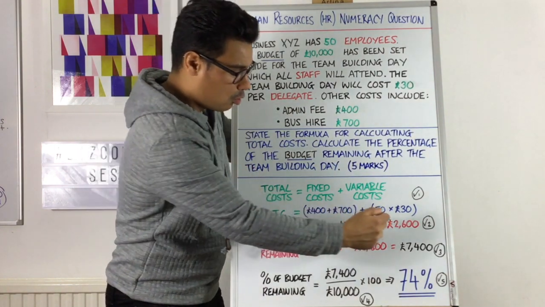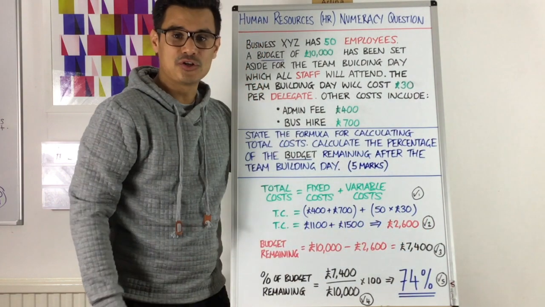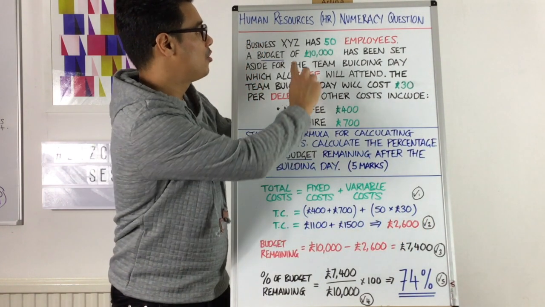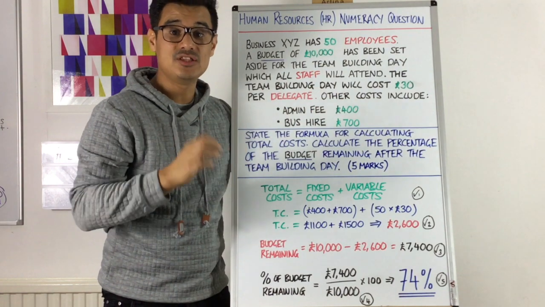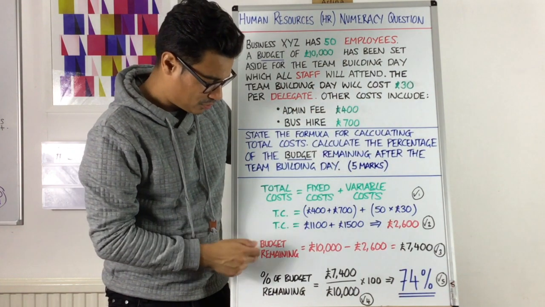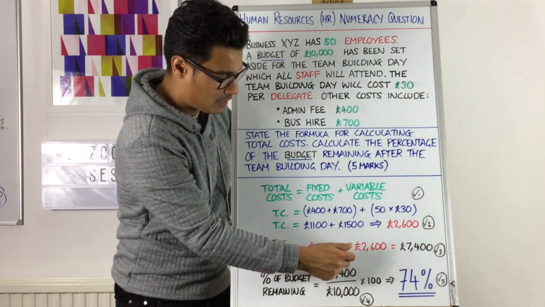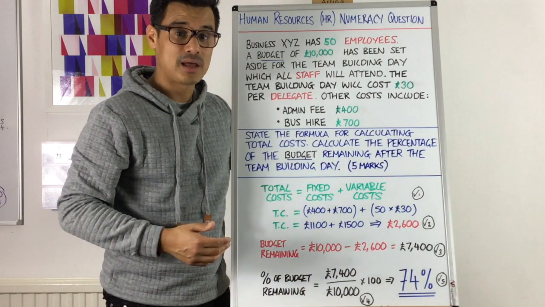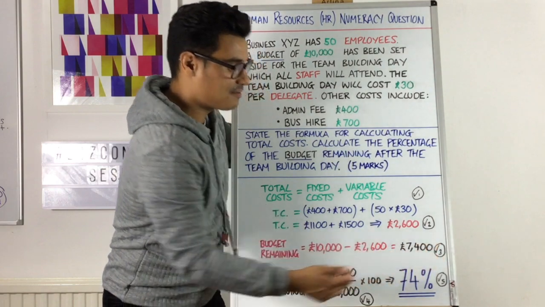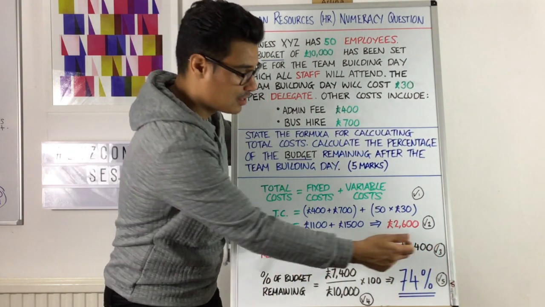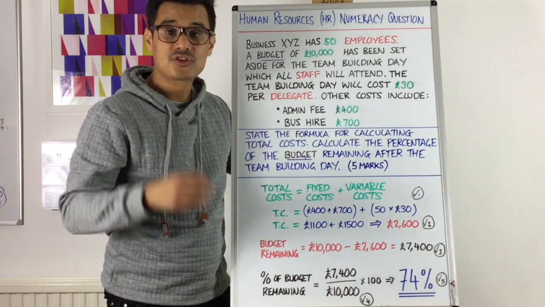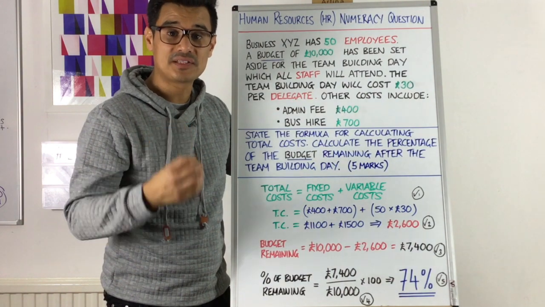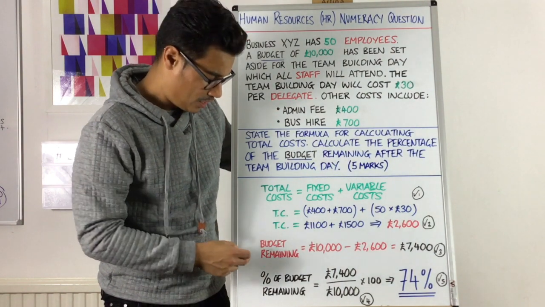So we know that the whole day cost £2,600, but we also know that there was £10,000 in the original budget. So the budget remaining must be £10,000 minus the cost of the day, which was £2,600, therefore leaving £7,400, 3 marks. So the final bit is we need to work out the percentage of the budget remaining.